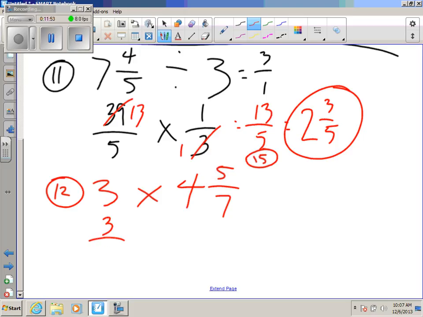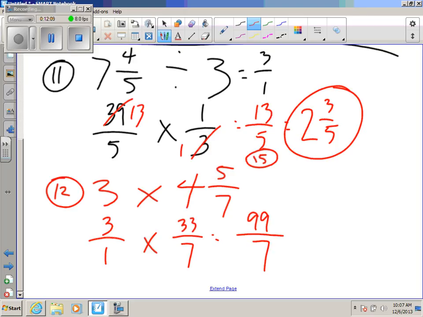So 3 in fraction form is 3 over 1. 4 times 7 is 28, plus 5, over 7. Nothing in common I can do any reducing by.